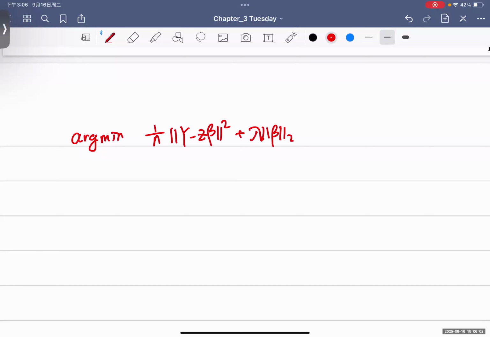So how do we find the argmin? We just do the same as the least square. We notice that it's taking the derivative, taking the gradient of beta. We will obtain 1 over n z transpose (y minus z beta), adding the lambda times 2 beta. I just ignore the 2. So this is the negative part: negative 2 over n times z transpose times (y minus z beta), add 2 times lambda times beta.